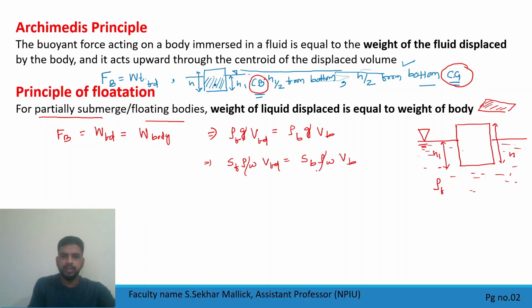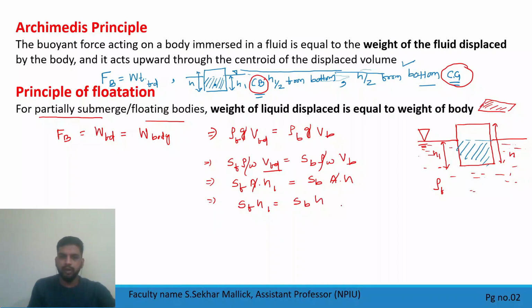So if I cancel this term, SF times the volume of fluid displaced. Volume of fluid displaced is how much? Displaced means this volume which is submerged under the liquid. So can I write this as area into H1? Volume of fluid displaced is area into H1, which is equal to the volume of the body, area into height of the body. So area got cancelled. So SF H1 is equal to SB H.